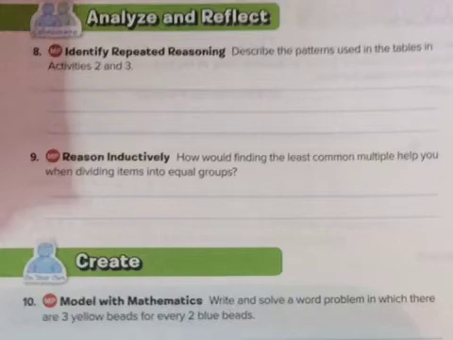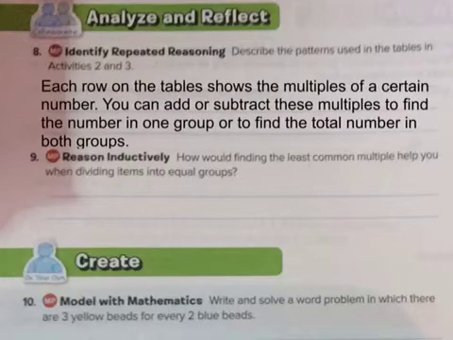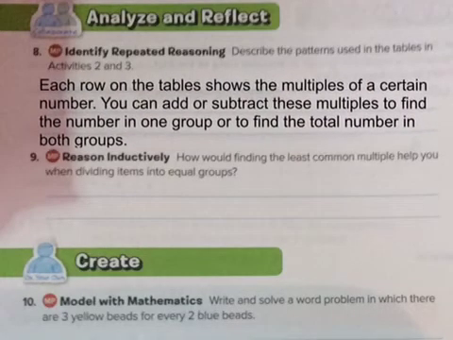Well, boys and girls, here you can write: each row of the table shows the multiples of certain numbers. You can add or subtract these multiples to find the number. When we say you can add, it means you're counting up, or you can subtract to count down, to find the number in one group, or to find the total number in both groups.